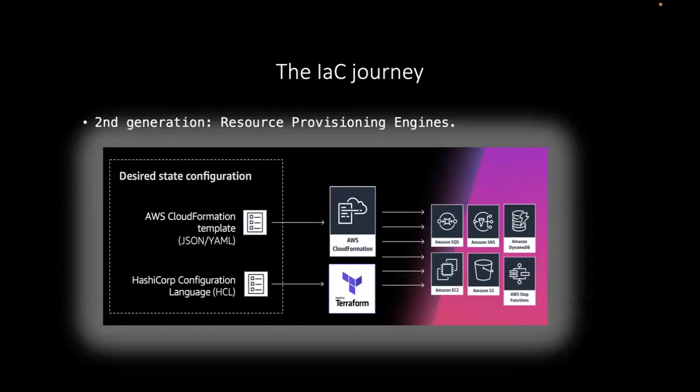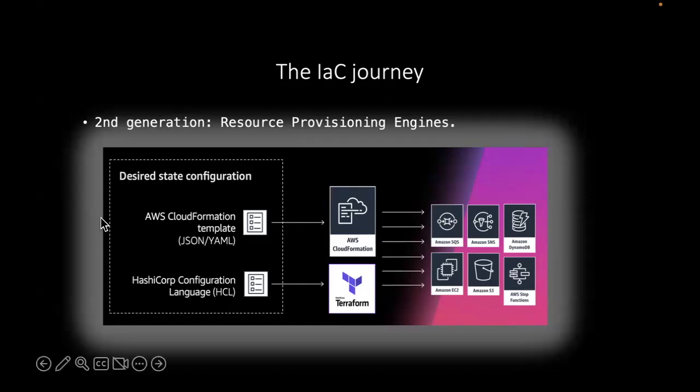Now, the AWS people and the other cloud providers' response to this IaC objective, from the DevOps perspective, was to provide a service, which in the case of AWS is the CloudFormation service, but the generic name for that type of service is a resource provisioning engine.